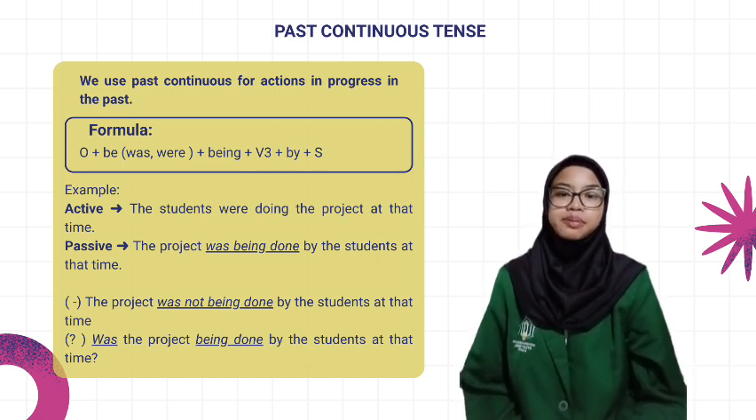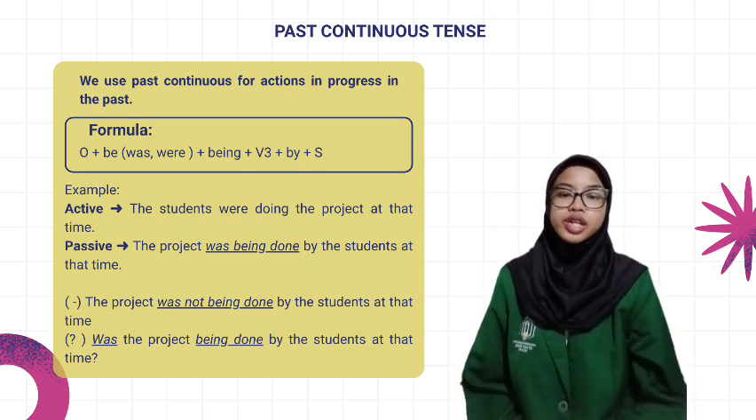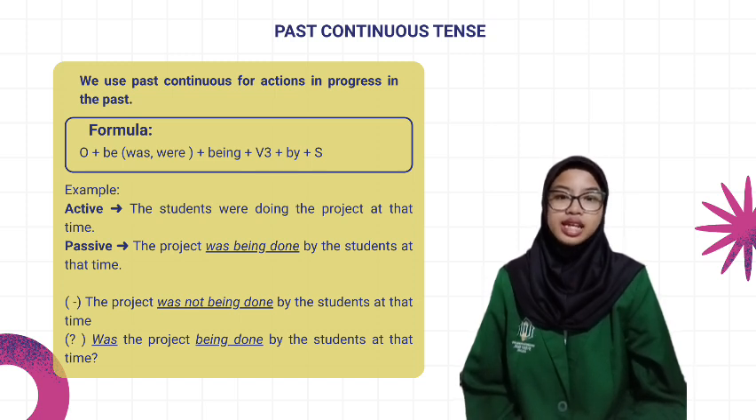For example, active sentence: the students were doing the project at the time. Pasifnya: the project was being done by the students at the time. Because the action was still in progress in the past, we use was or were plus being plus verb 3.